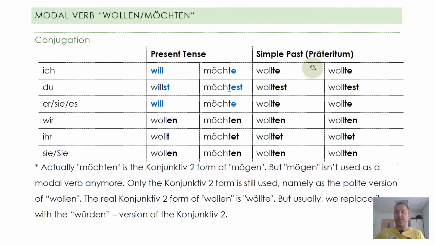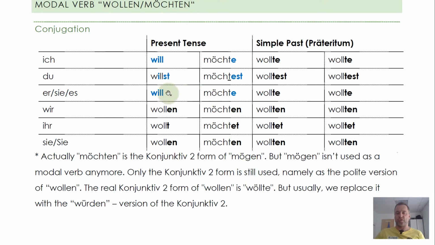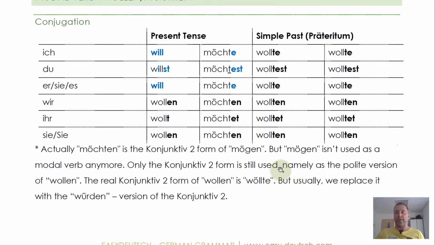Here in the simple past, so Präteritum, it's all regular, but see, we only have wollen because möchten is actually already a Konjunktiv 2 version of another verb, which you know already. And this verb is mögen. Mögen was formerly used as a modal verb too, but it's not anymore. But its Konjunktiv 2 version stuck to it as a modal verb. So möchten is simply the more polite version of wollen. But in the past, we can't be polite, just state facts that we wanted that. So that's why there is no past version of this. So mögen isn't a modal verb anymore.